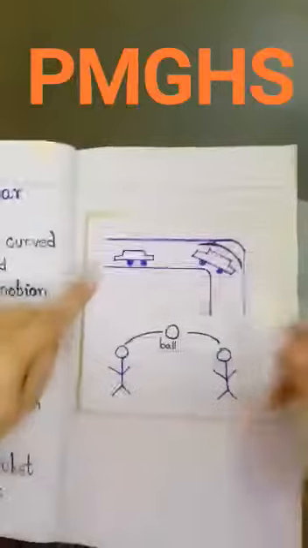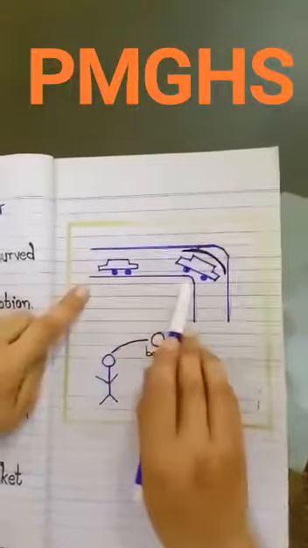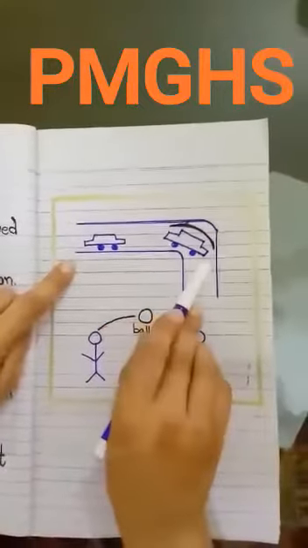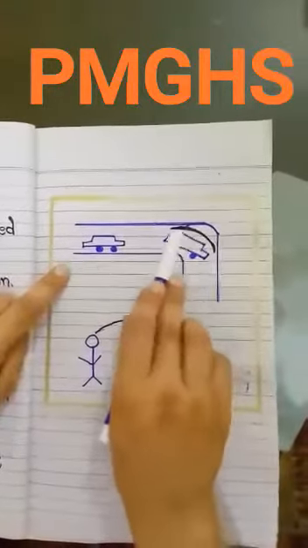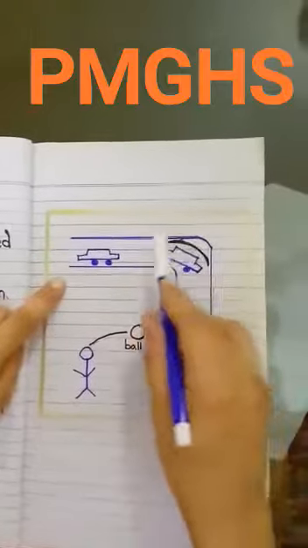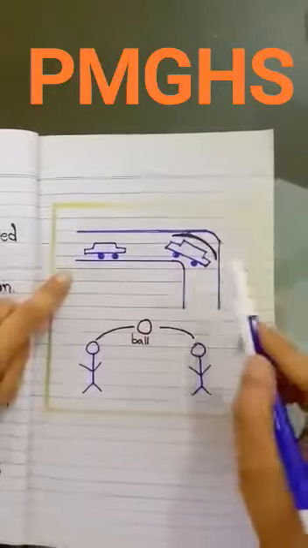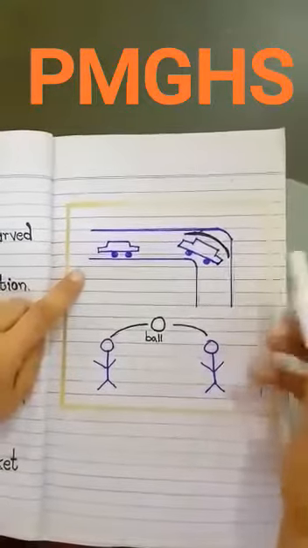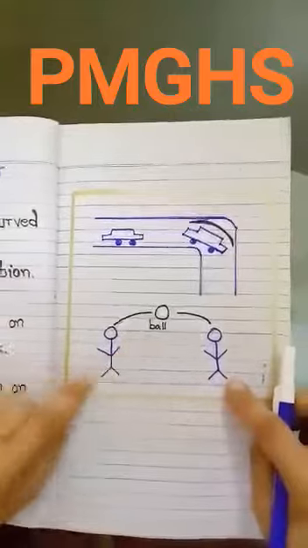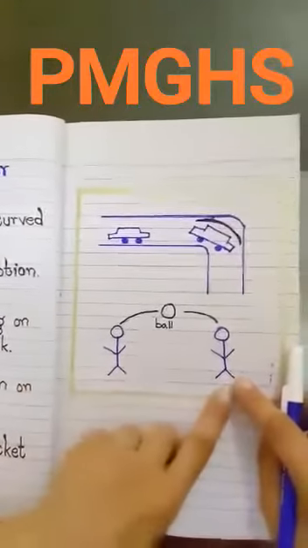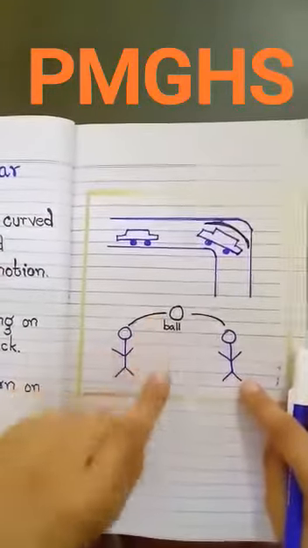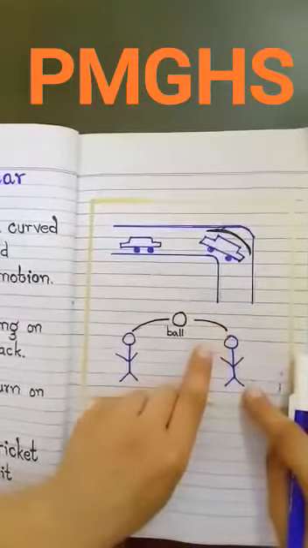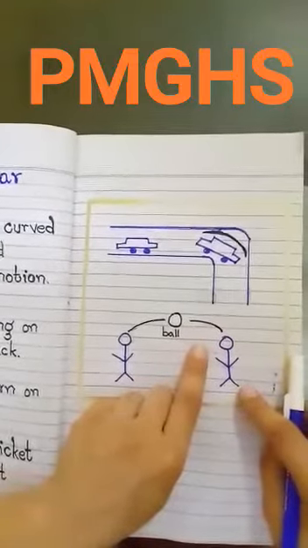Now, this car is moving in a straight line. At the corner of the road, it takes a turn. While taking the turn, it follows a circular path. So at the corner of the road, while taking the turn, this car performs the curvilinear motion. When two persons are playing with the ball, when one person throws the ball towards the other, the ball during its motion follows the curvilinear path, thus performs the curvilinear motion.